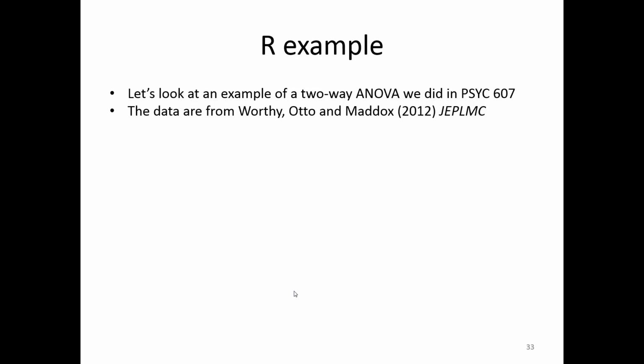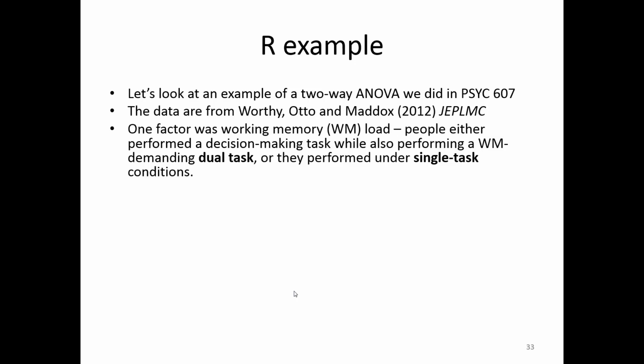So these data are from Worthy, Otto, and Maddox, 2012, in Journal of Experimental Psychology: Learning, Memory, and Cognition. One factor was working memory load. People either performed a decision-making task while also performing a working memory demanding dual task, or they performed under single task conditions. Dual task manipulations are pretty common for inducing a working memory load.